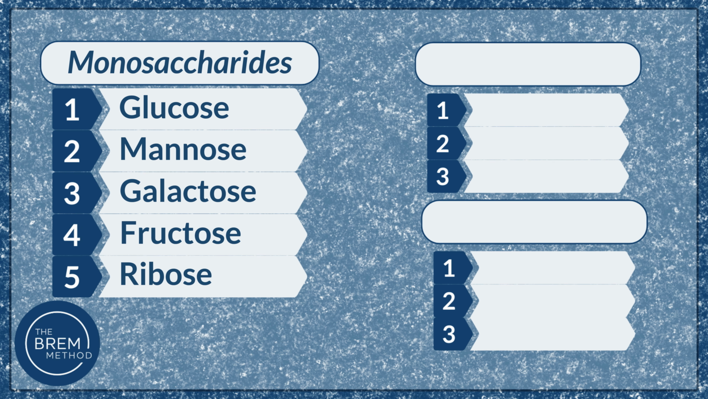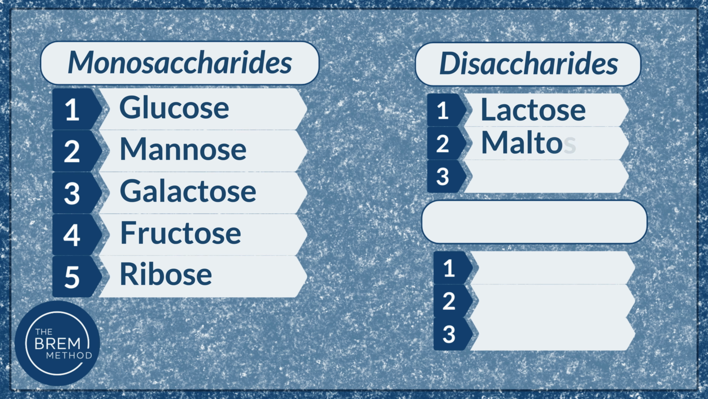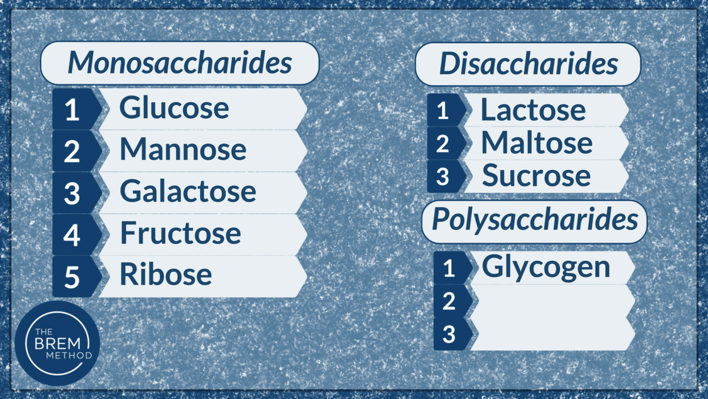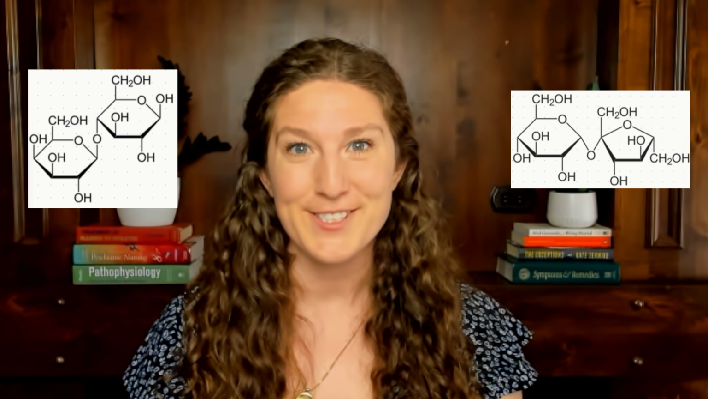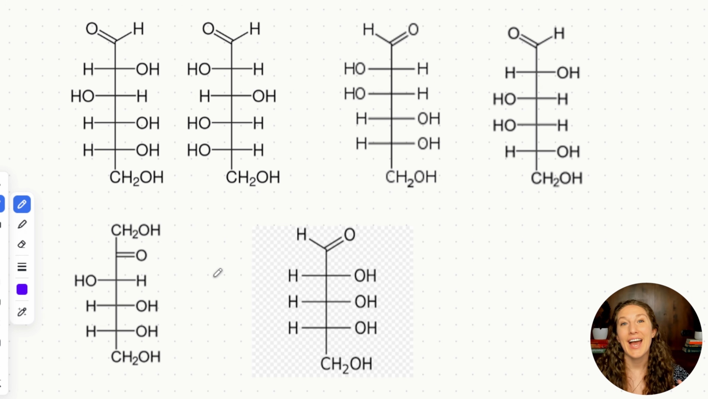Then we'll move into the 3 disaccharides that you'll need to know for the MCAT, which are lactose, maltose, and sucrose. We'll learn the polysaccharides, glycogen, starches, and cellulose, and we'll also talk about what all the prefixes like D, L, alpha, beta mean, and how to define and identify reducing versus non-reducing sugars. So let's get started.